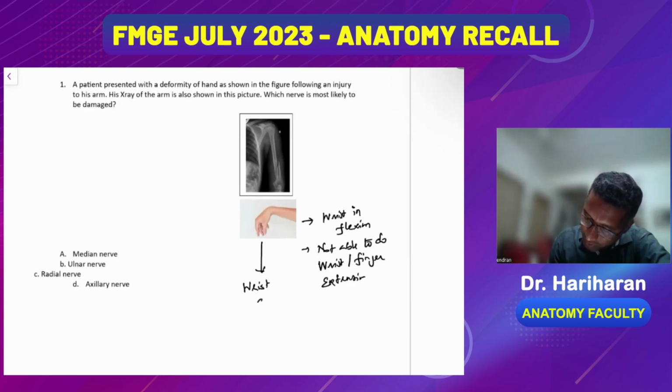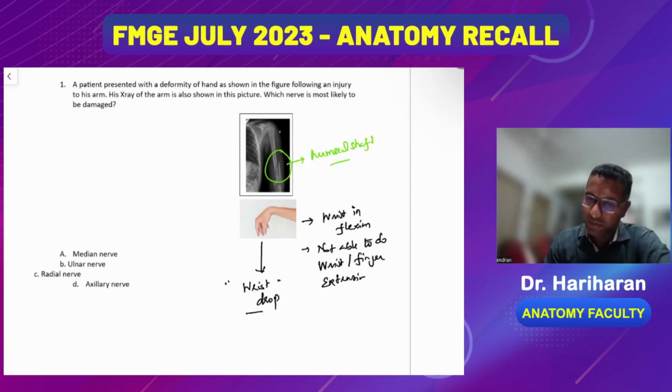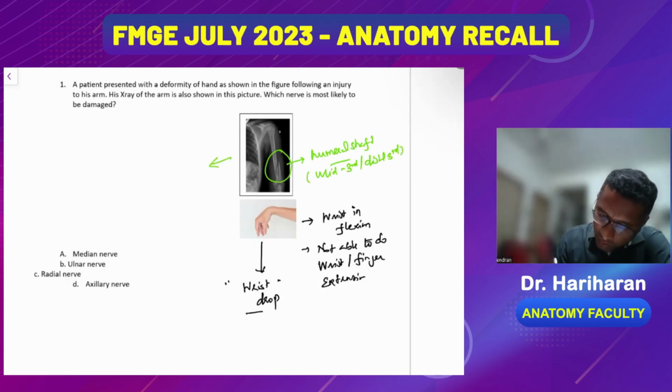Along with that they have given an x-ray of the arm showing a fracture here. You can see a fracture here. There is a fracture in the humeral shaft, and this fracture is at the junction of the mid third and distal third of the humerus. These kinds of fractures are called what?